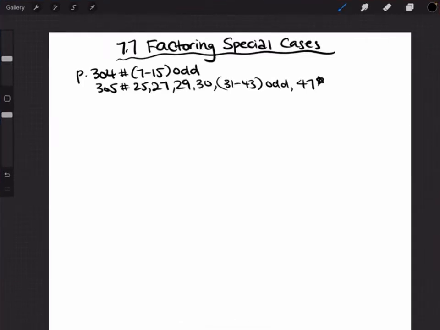Okay, here's 7.7 for the third time because I messed up the first time. And the second time, it didn't record. I finished the whole lesson and I am so mad. So angry, but moving on.